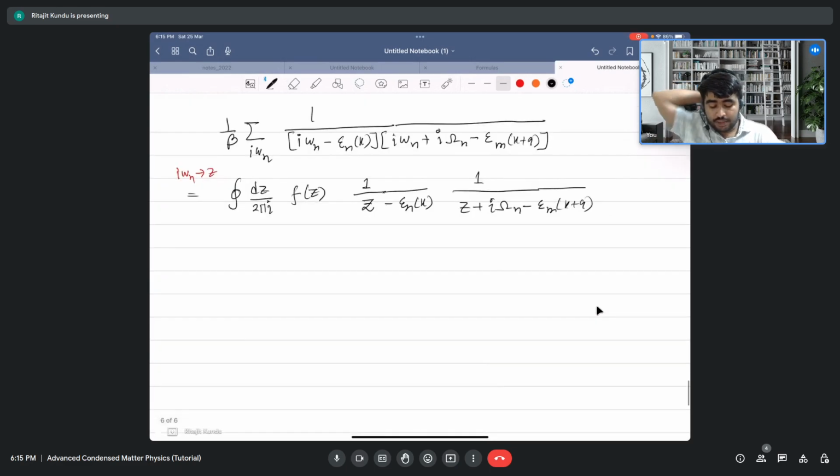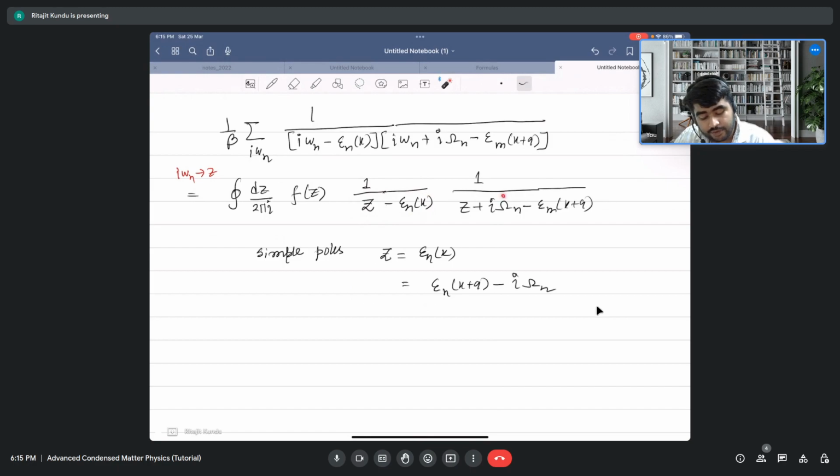And so you immediately notice that there are two simple poles. Whenever z is equal to epsilon n of k, that is the pole, which is coming from here. And the other pole is epsilon m k plus q minus I omega n, which is coming from this part. So these are the simple poles, right? Now that we have identified the poles, we will use Cauchy's contour theorem, or the residue theorem, and do the integration.